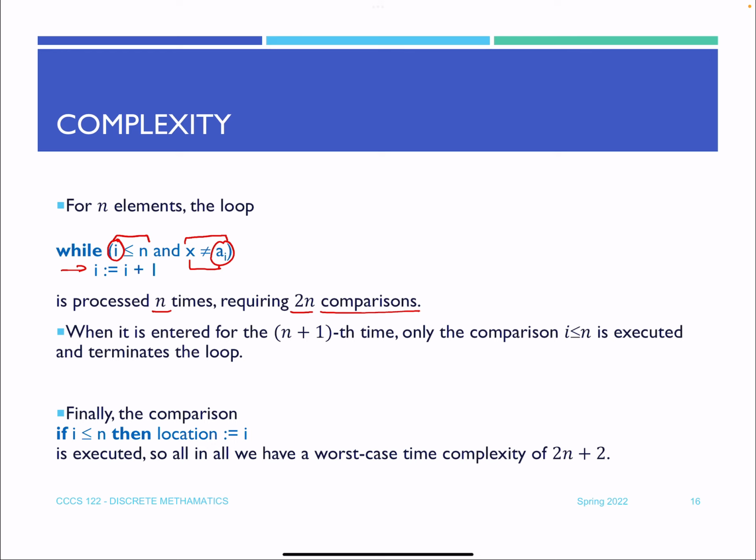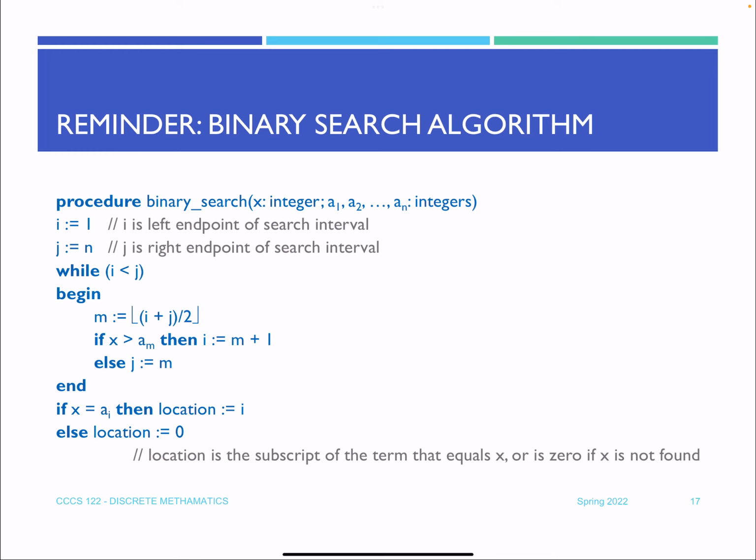After the while loop, there's another comparison happening in the if condition. We check at what point we got out of the while loop: if it was at n or less than n, it means we found something. In that case, we make an assignment, copying the value of i into this variable location, which adds another operation, and we end up with 2n plus 2 operations over here.